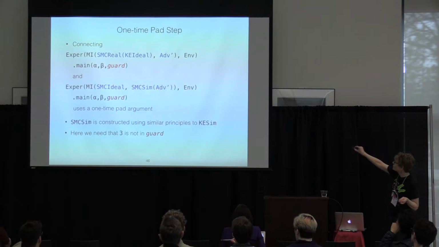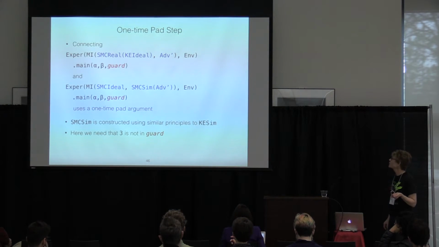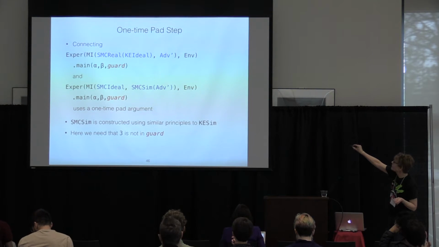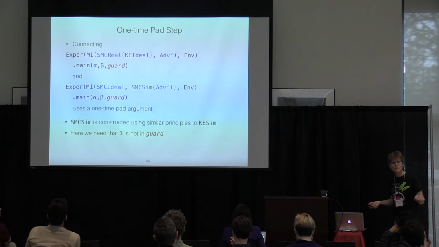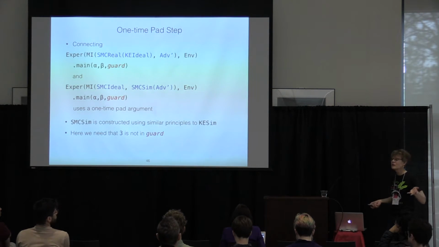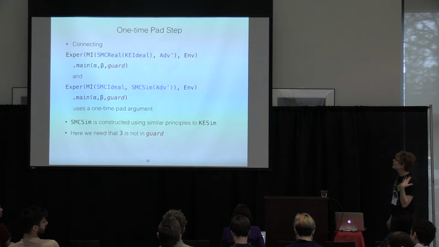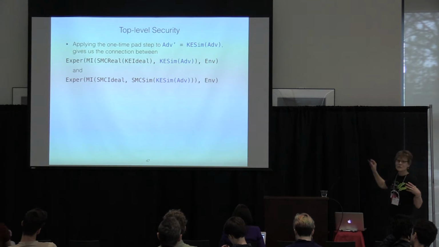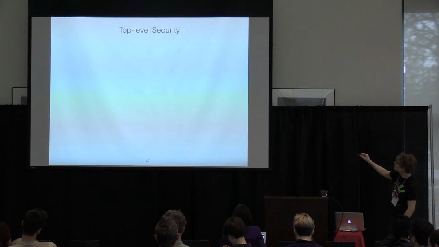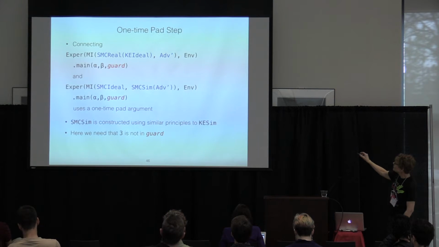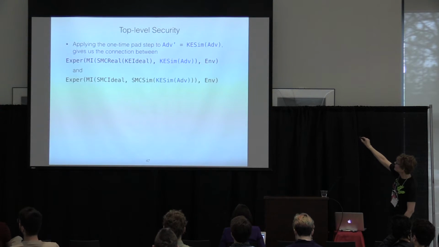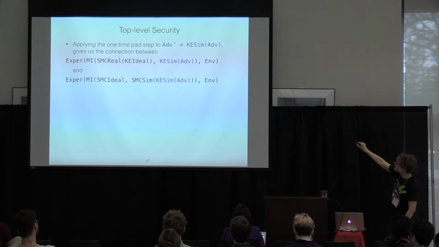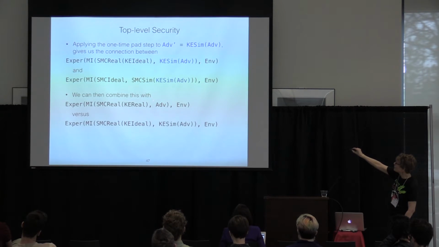We have to construct a new simulator, but that's a similar kind of effort to constructing the one for key exchange. Here, it needs to be the case that the guard doesn't have the special port of the SMC simulator in it, which let's say is 3. So 2 is key exchange, 3 is SMC. And then, what do we do with this? Well, we say, we've proved this for an arbitrary ADV prime. Let's plug in for ADV prime KE sim of ADV. And so simply taking this picture here and plugging in that substitution gives us this. And we already have the instance of the composition theorem.